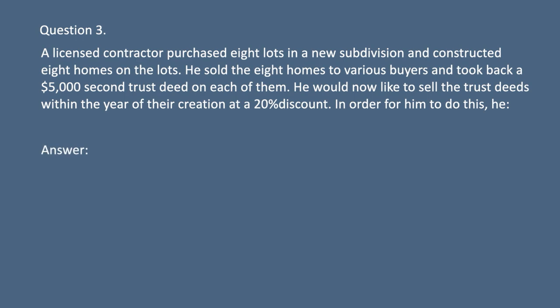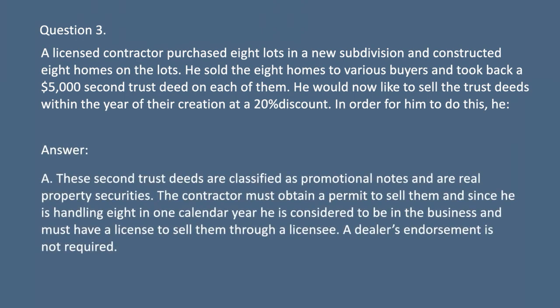Answer. A. These second trust deeds are classified as promotional notes and are real property securities. The contractor must obtain a permit to sell them, and since he is handling 8 in one calendar year, he is considered to be in the business and must have a license to sell them through a licensee. A dealer's endorsement is not required.